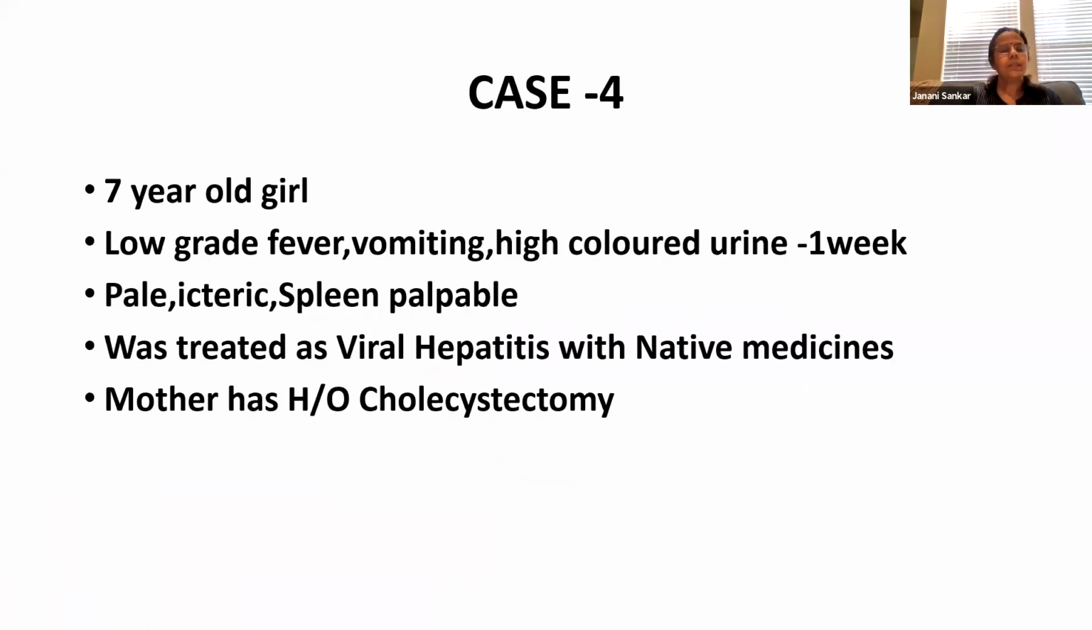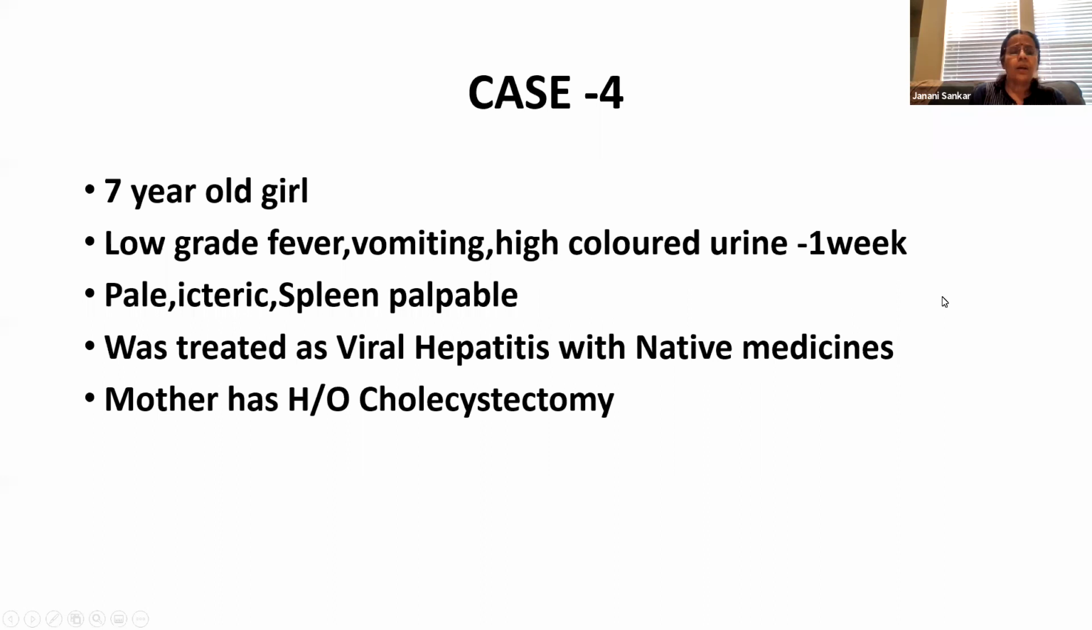Moving on to the next case, a 7-year-old girl had low-grade fever, vomiting, high-colored urine of 1 week duration. She was pale, icteric and spleen was palpable, and she was treated as viral hepatitis with native medicines prior to coming to our hospital. When we looked at the history, the mother had a history of cholecystectomy.